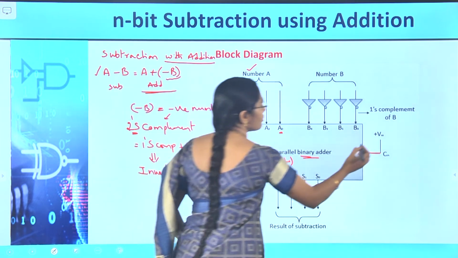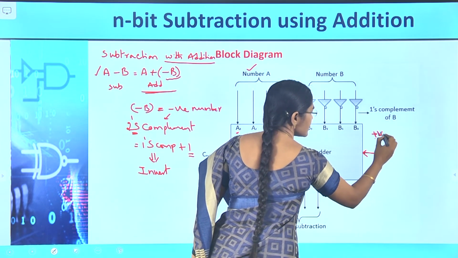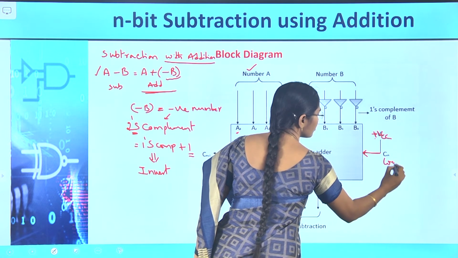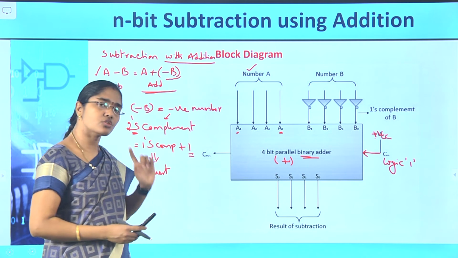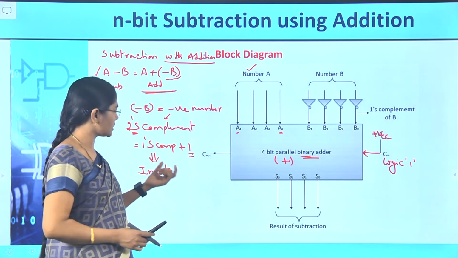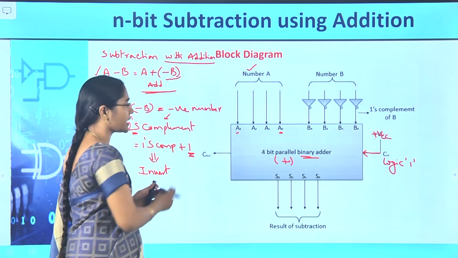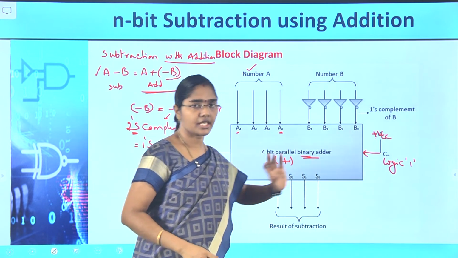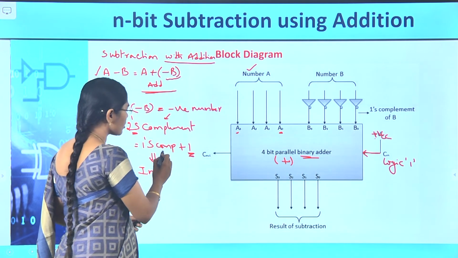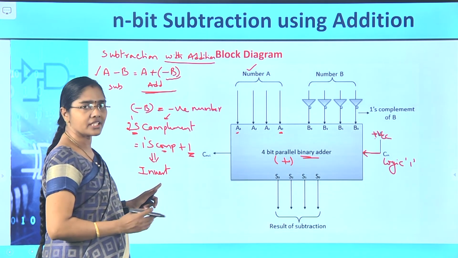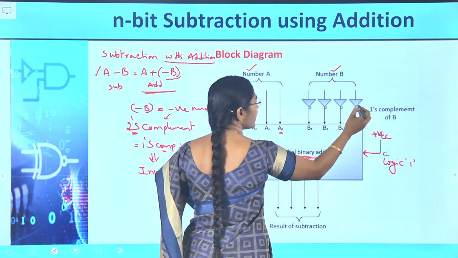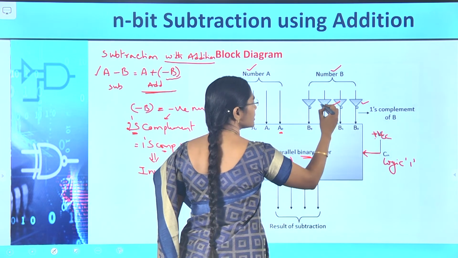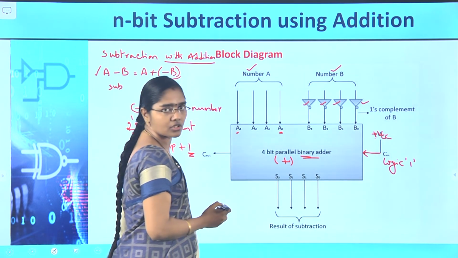This is VCC. It is connected to plus VCC, which means it is equal to logic 1, which is required for the 2's complement representation. So this logic 1 is applied as the input initial carry. Then 1's complement is nothing but directly applying the inversion of b. So we take the b number and apply inversion to it.